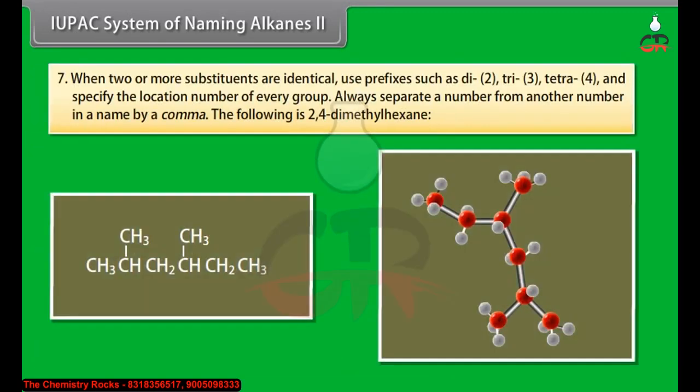Number 7. When 2 or more substituents are identical, use prefixes such as di for 2, tri for 3, tetra for 4 and specify the location of every group. Always separate a number from another number in a name by a comma. The following is 2,4-dimethylhexane.